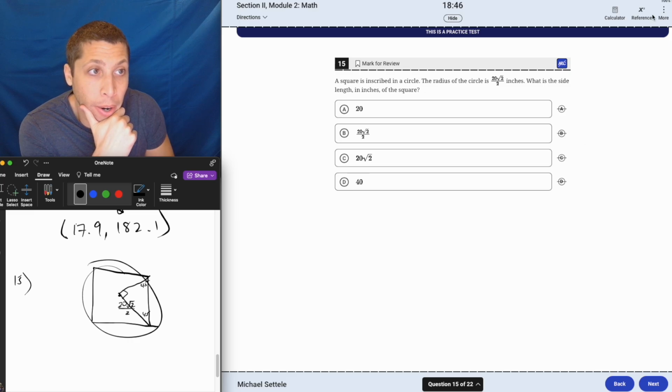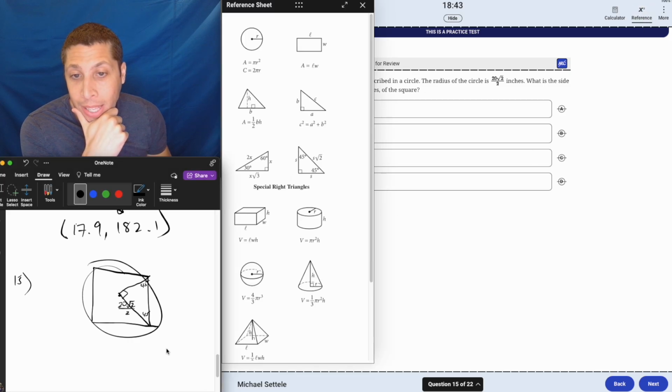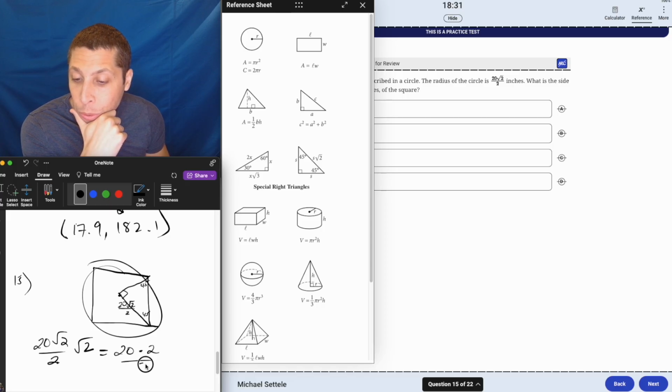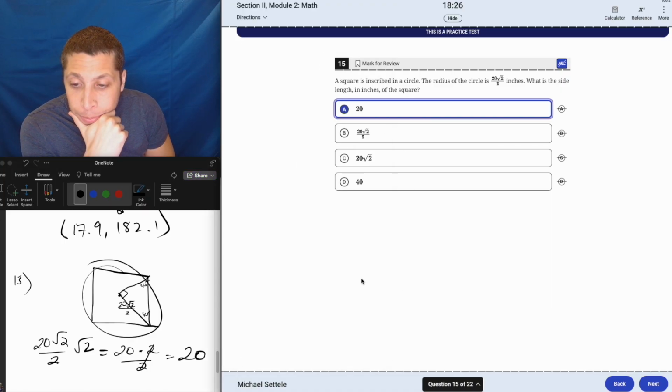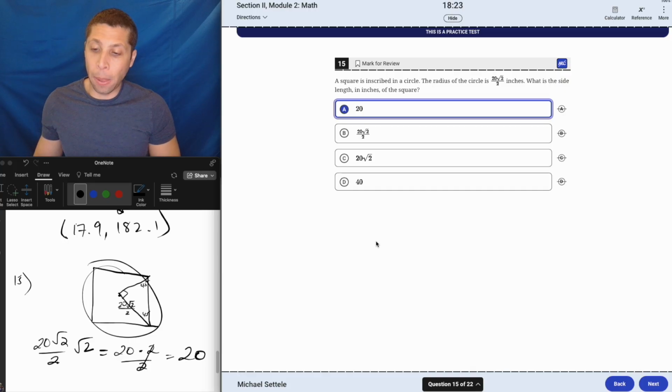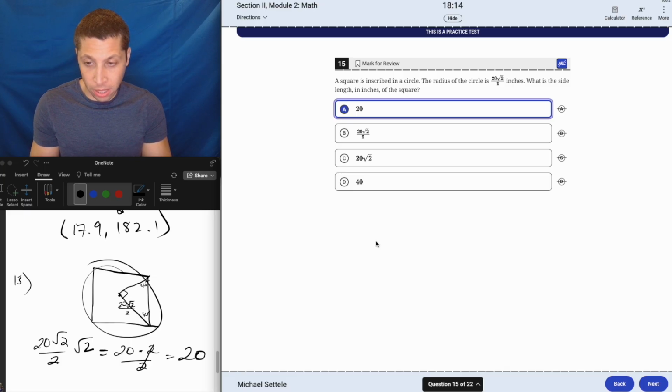So according to our 45-45, that's my S. So 20 root 2 over 2 times root 2 would give me the hypotenuse. So the 2's would go, 20 times 2 over 2, so 20.